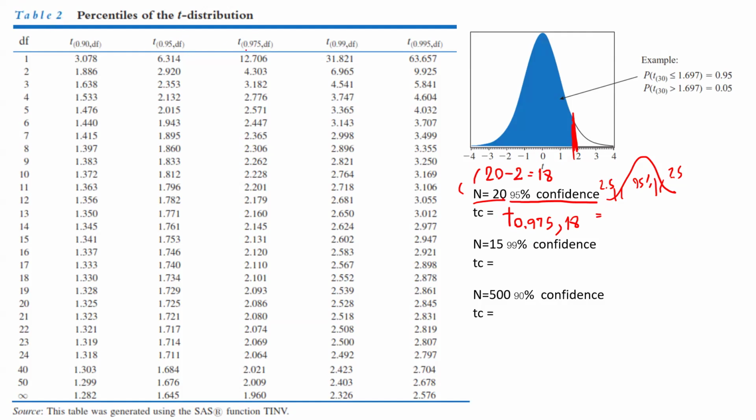Then we look at the table. Oh, okay. T 0.975 is here. And the second number we call degree of freedom. Degree of freedom is 18. And then we go across, and we finally get the value we need, which is equal to 0.101. Good.